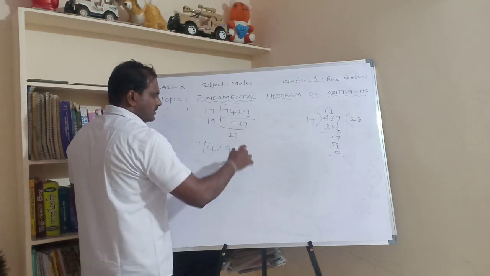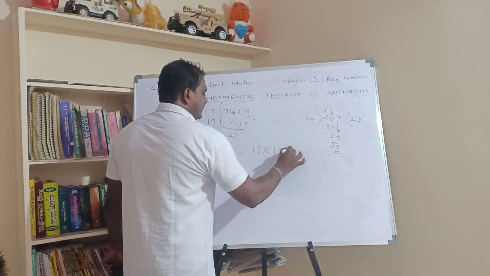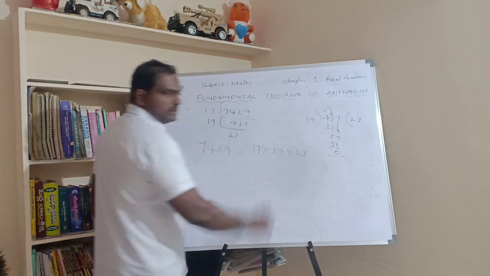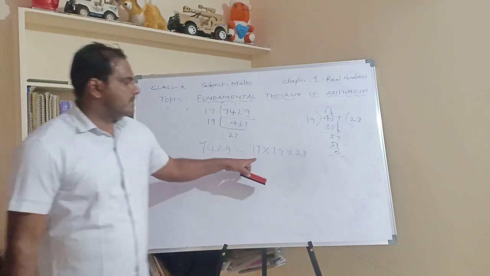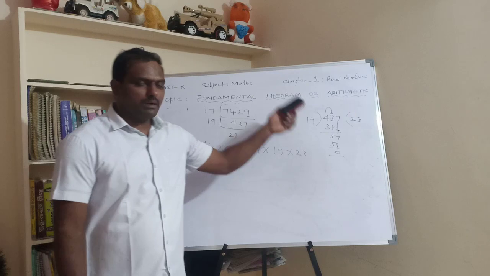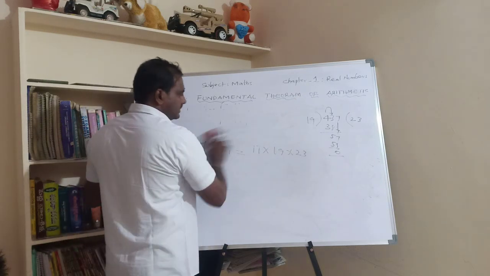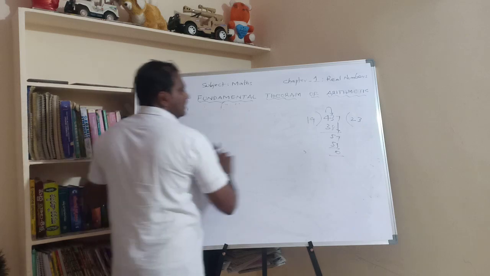7429 is going to be written as the product of 17 into 19 into 23. 17 is a prime number, 19 is a prime number, 23 is a prime number. So we have to check all the possibilities and not confirm beforehand that it has a prime number. Got it?